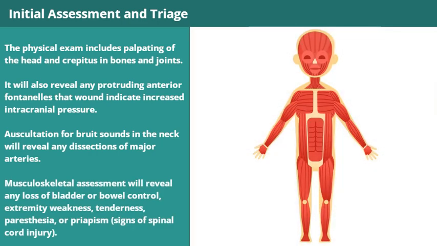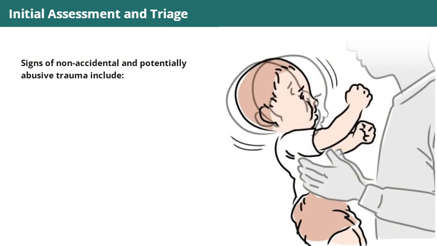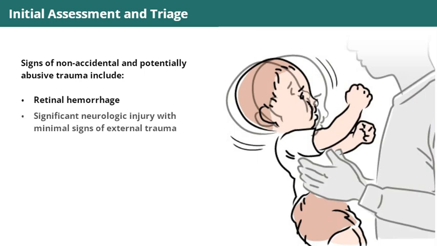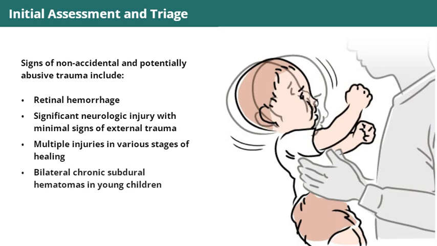Musculoskeletal assessment will reveal any loss of bladder or bowel control, extremity weakness, tenderness, paresthesia, or priapism, signs of spinal cord injury. Signs of non-accidental and potentially abusive trauma include retinal hemorrhage, significant neurologic injury with minimal signs of external trauma, multiple injuries in various stages of healing, and bilateral chronic subdural hematomas in young children.